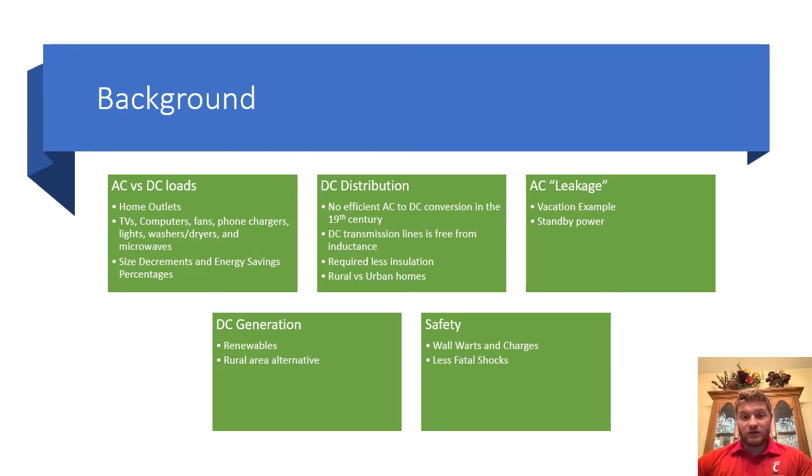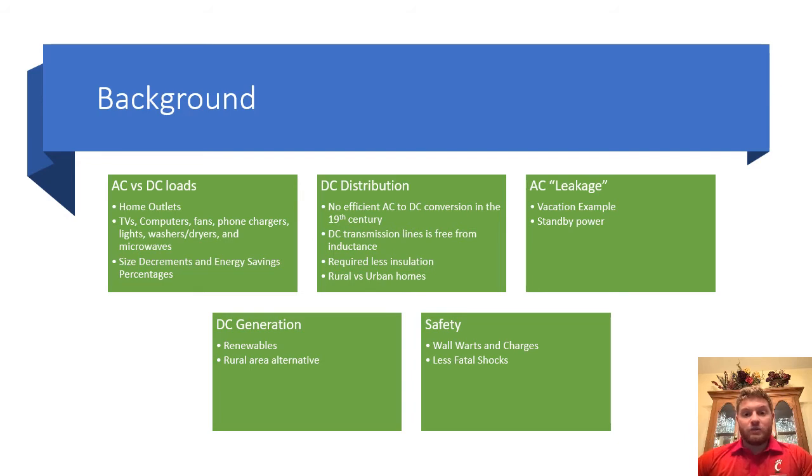The DC transmission line is free from inductance and hence no voltage drop occurs across the line. And at the same voltage, the DC transmission line has less stress as compared to the AC transmission line. Hence, DC requires less insulation compared to AC. Also, rural homes will require a lot more power line distance per house than urban homes.